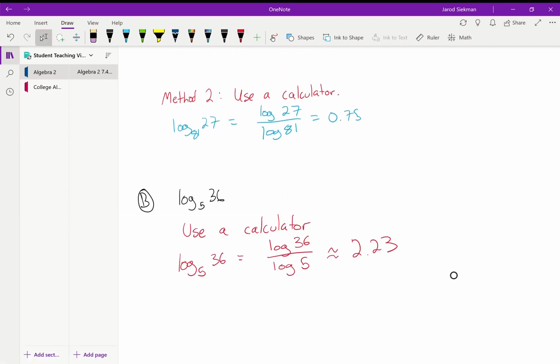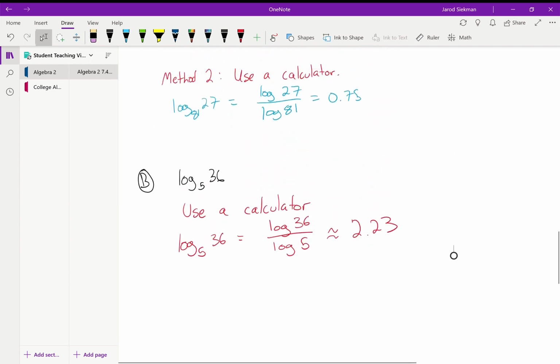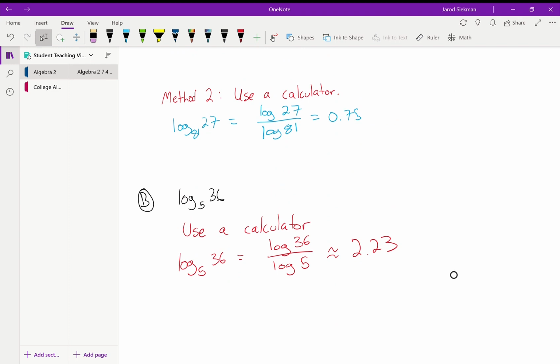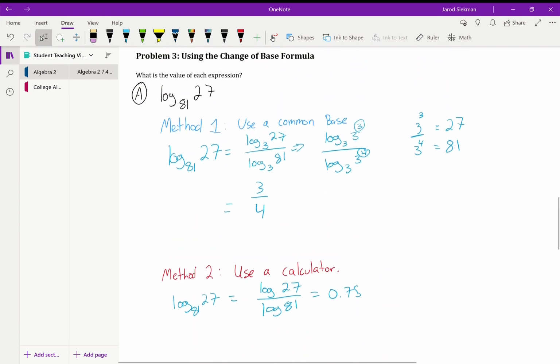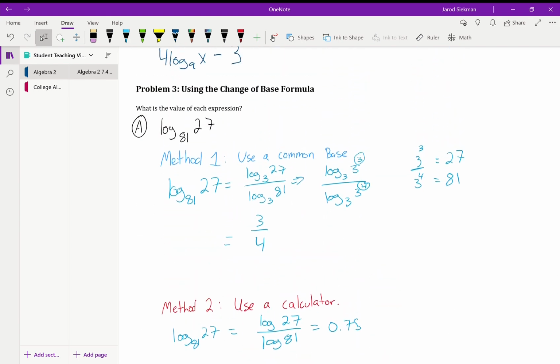So this section is all about remembering the properties of those logarithms and applying those properties to these different kinds of questions to simplify, expand, solve, evaluate all of these expressions.